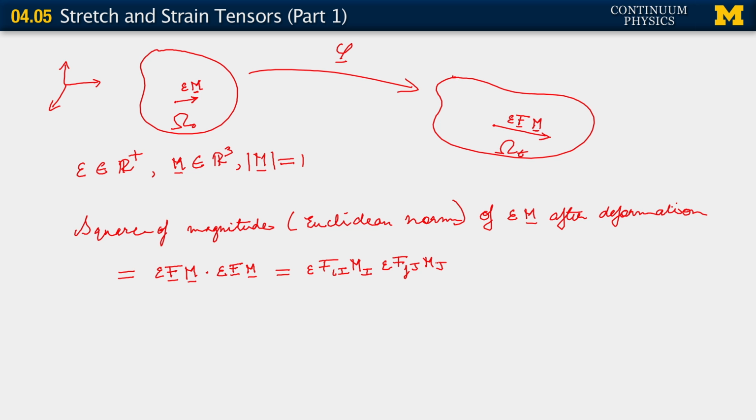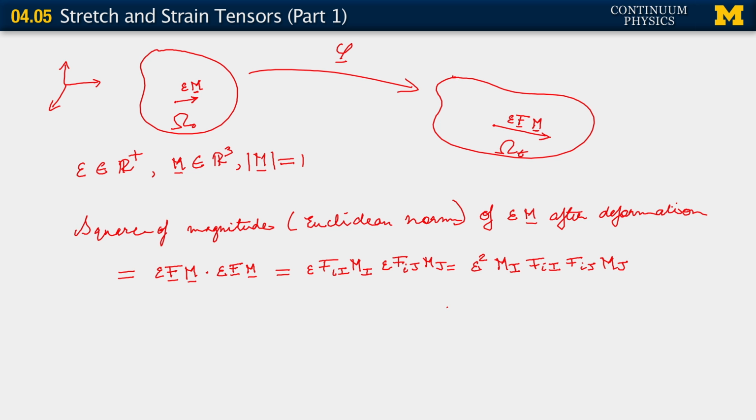Now we can work this thing out, and actually I see that I made a small error here, so let me just correct it right away. I should have I here. We can rearrange this now by pulling out the scalars, epsilon squared, and I'm going to write this as m I, F i I, F i J, m J.